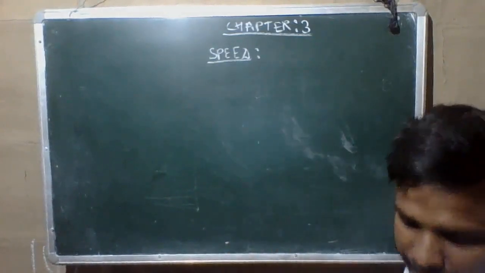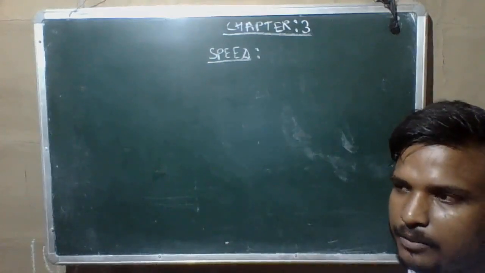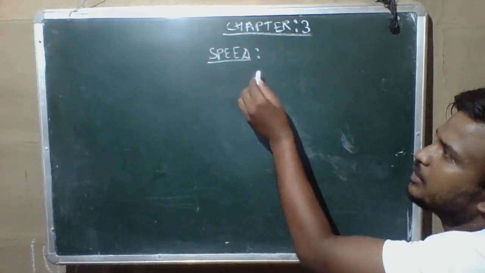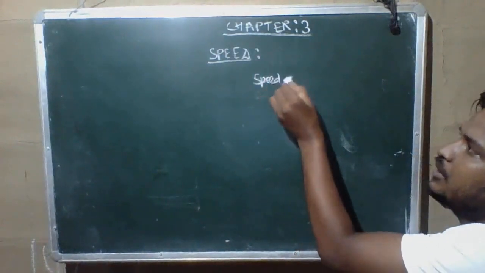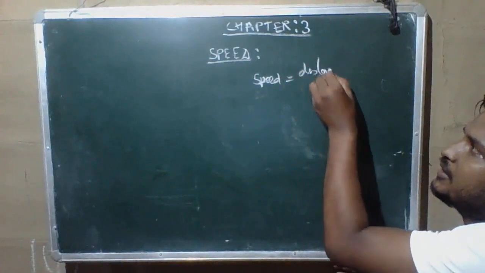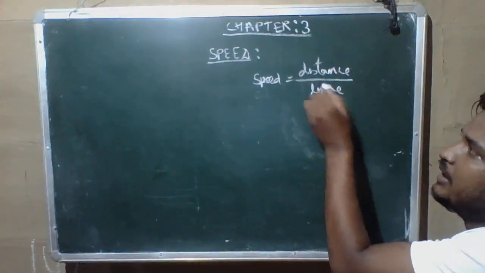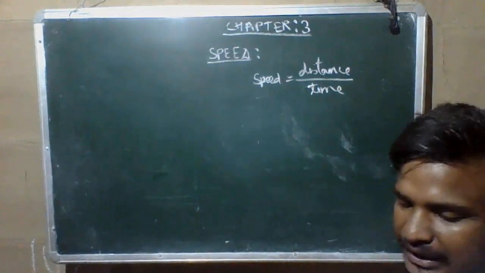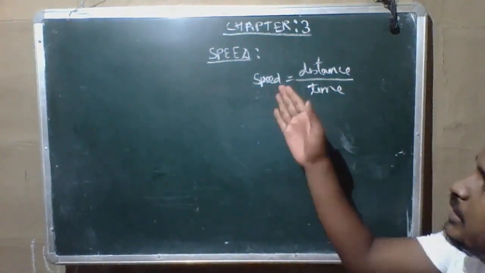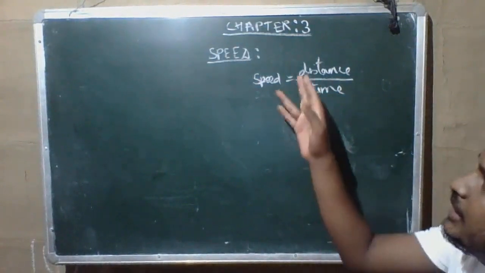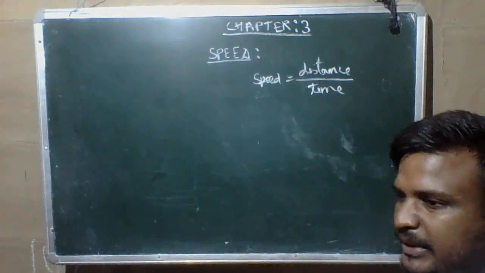So what is speed? Generally we have the formula of speed. What is the speed formula? Speed is equal to distance by time. So you can write the definition of speed from this formula itself. How? Speed is nothing but distance per unit time. The distance covered per unit time is called speed.